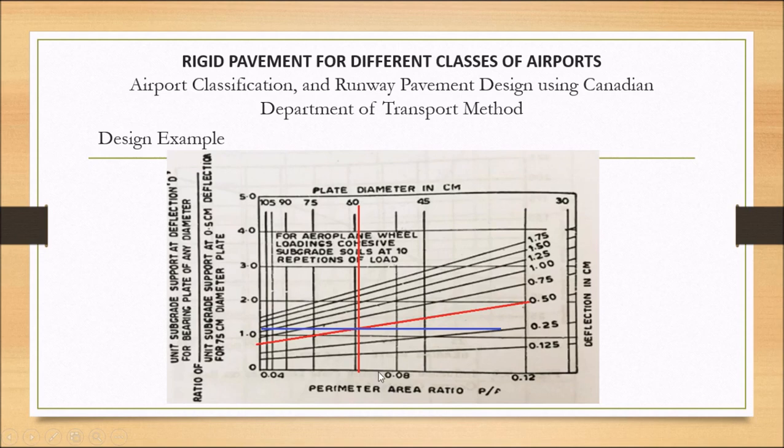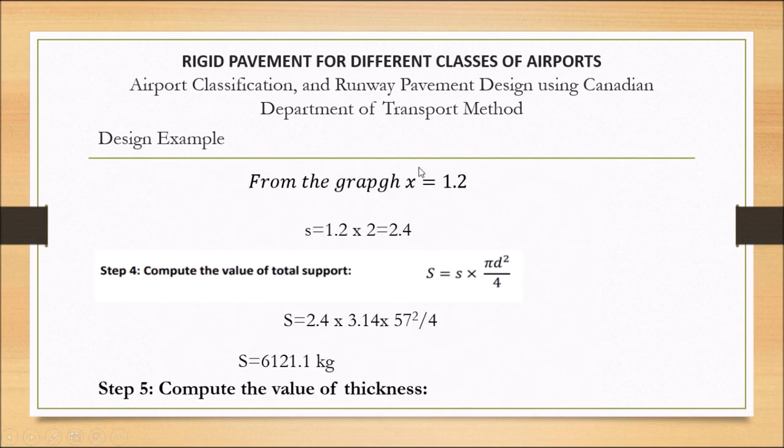So let's look at what we have done here. You can see we moved down to 57 here. It is close to 60 from where we have 0.07. Then from here, we have deflection of 0.5. So if we read where they intersect to the left, we have 1.2. So from the graph, you can see x is equal to 1.2. So the x we're looking for is 1.2 times.